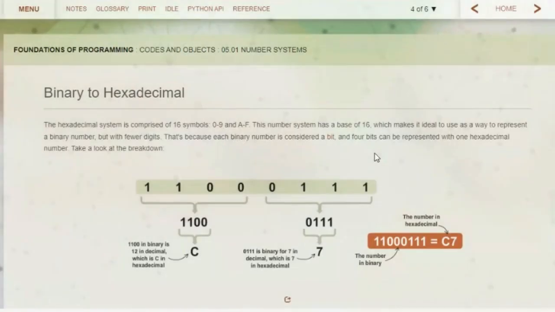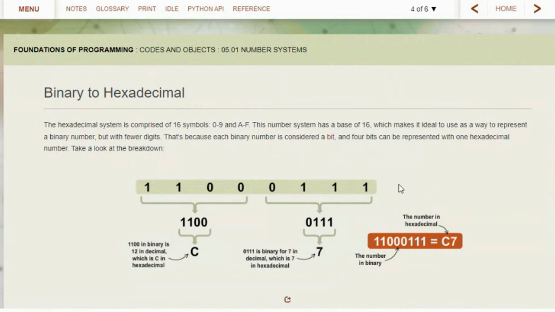Crazy stuff. Binary to hexadecimal. So 16 symbols, 0 through 9 and A through F. The number system is a base of 16, which makes an ideal way to represent a binary number, but with fewer digits, because 16 is a power of 2, and since binary is based on powers of 2, hexadecimal is a shorter way to write that.